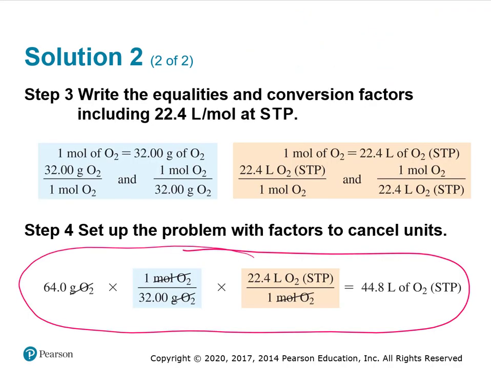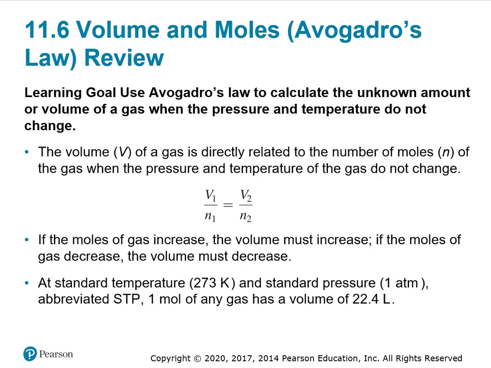Make sure that you set it up right and that we had grams and grams to cancel out, moles of oxygen to cancel out, and that we ended with 3 significant figures. And this is, of course, at standard temperature and pressure. Take a minute to look over the learning goal, and then we're moving on to section 7.